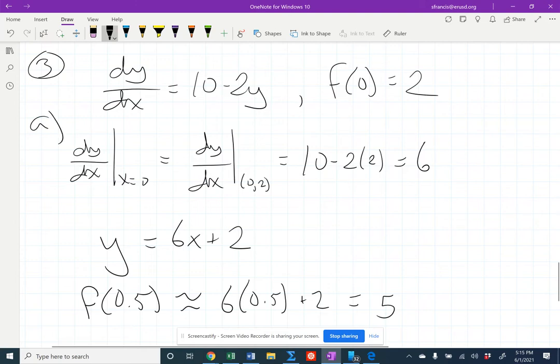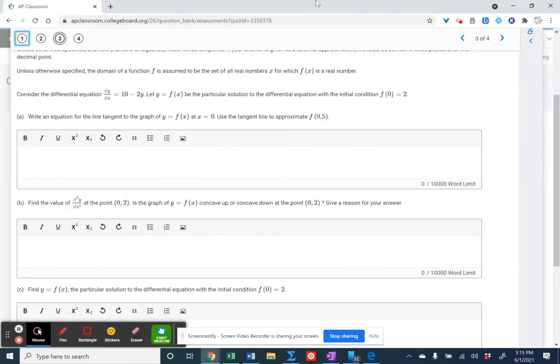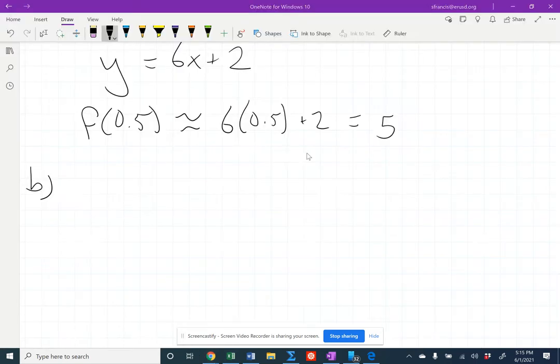All right, that was all part A. For part B, find the value of the second derivative of y with respect to x at 0, 2. Is the graph of y equals f of x concave up or concave down at 0, 2? Give reason for your answer.